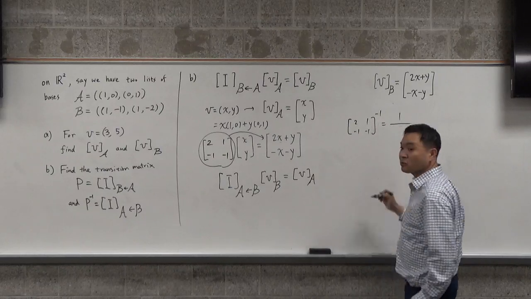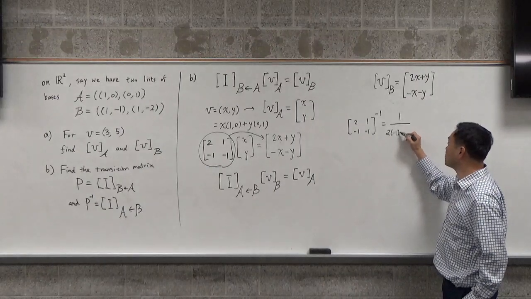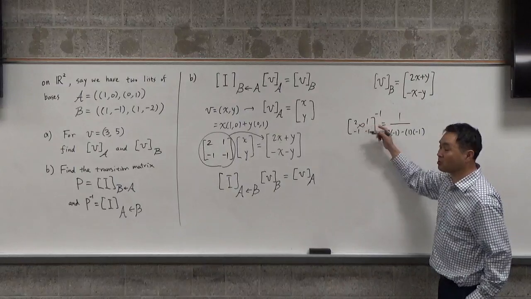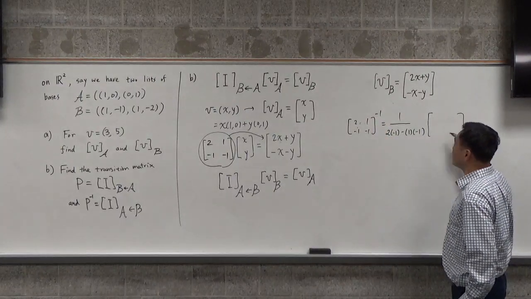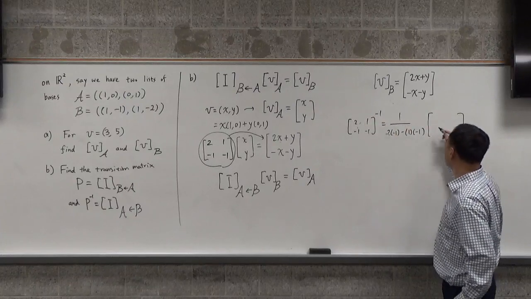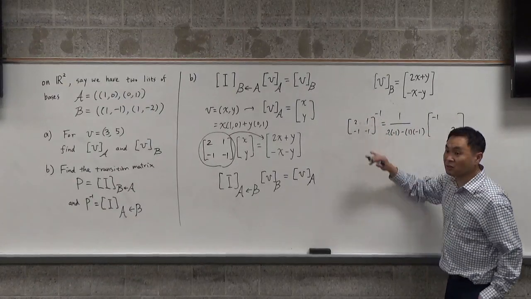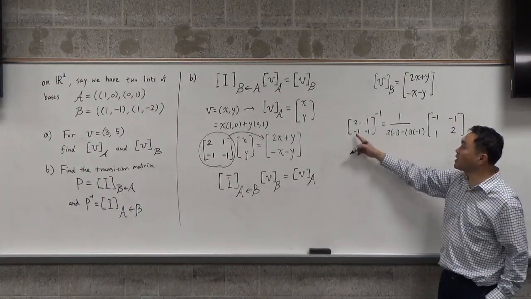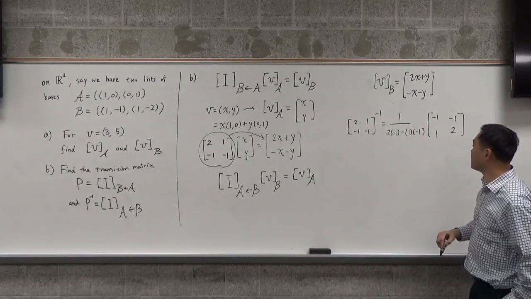The formula for a 2 by 2 is AD minus BC, so it's 2 times negative 1 minus 1 times negative 1. This times this, right? And then you switch the diagonals. So negative 1 comes here, 2 comes here. And you negate the off diagonals. So it's 1 and negative 1. So negative of negative 1 is positive 1. Negative of 1 is negative 1.